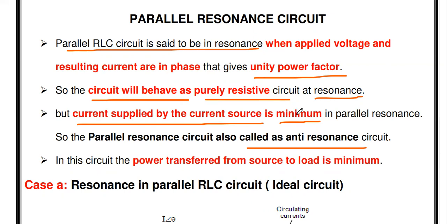Since the current is minimum, the power transferred from the source to the load is also minimum. But in a series RLC circuit, since the current is maximum, the power transferred to the load is also maximum. Here the power transferred is minimum. This is some of the difference between the series and parallel RLC circuit. After discussing all the characteristics of the parallel RLC circuit, we will compare the series RLC and parallel RLC in a separate video. So this is general information about the parallel resonance circuit.